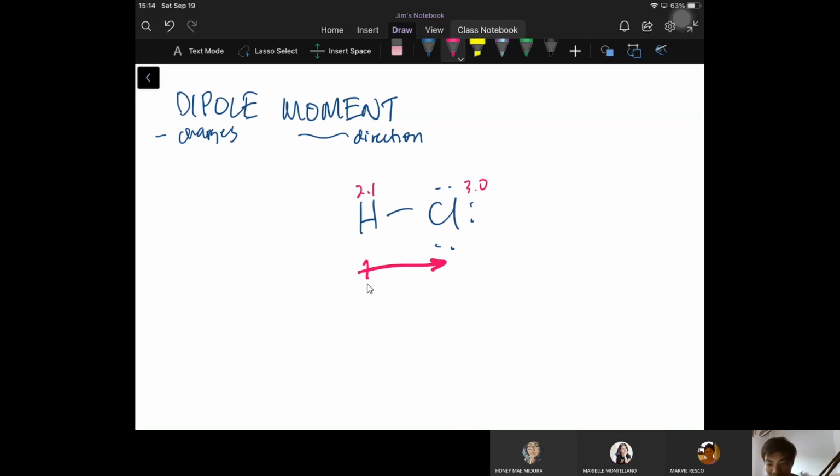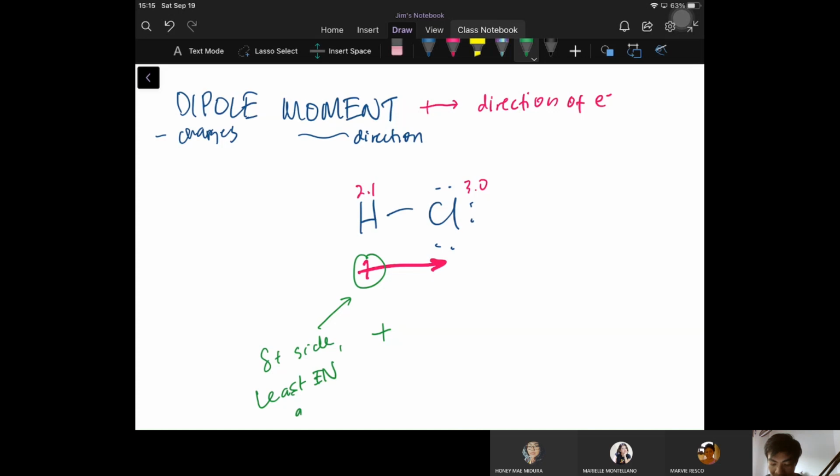We indicate the dipole moment, or the direction of the electron, with this type of arrow. Isa-isahin natin tong arrow na to. Kung mapapansin nyo, at the end, para kang may plus sign, para kang may positive sign. So, yung positive sign, that indicates the partial positive side, or the least electronegative atom. Okay? So, yan yung idea.